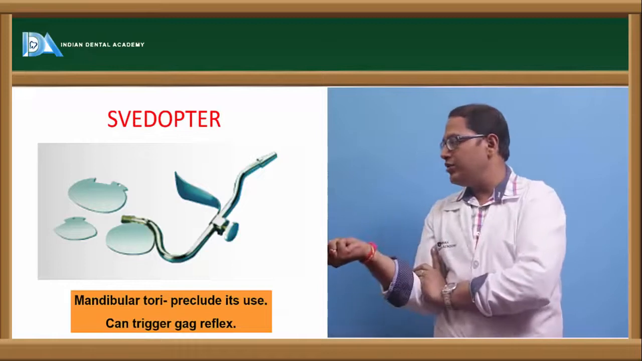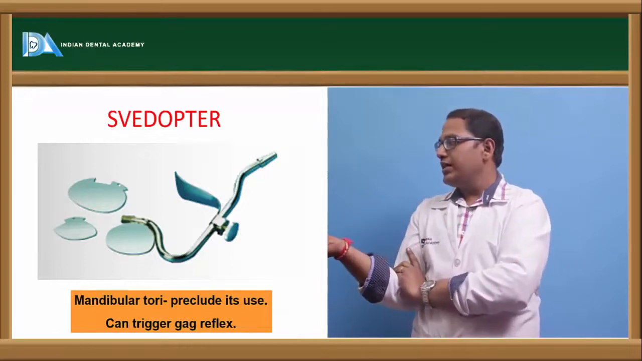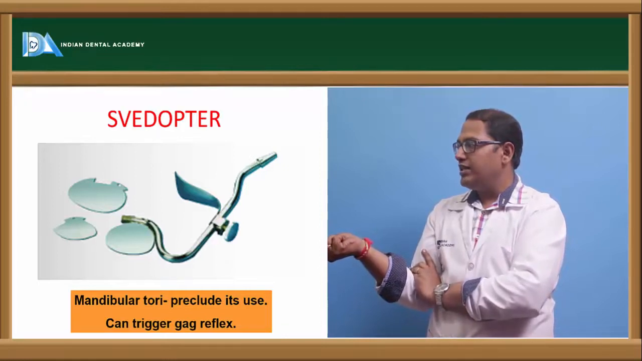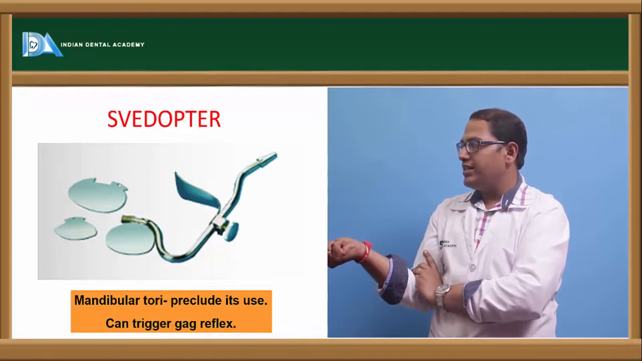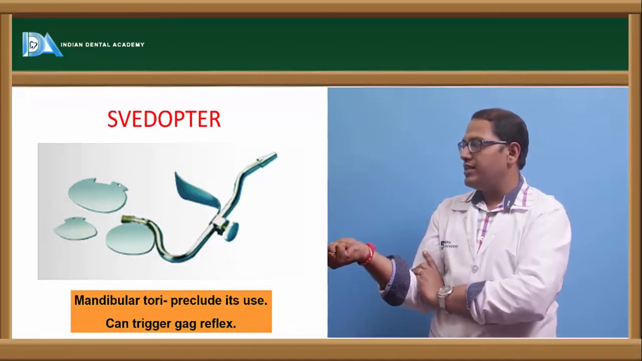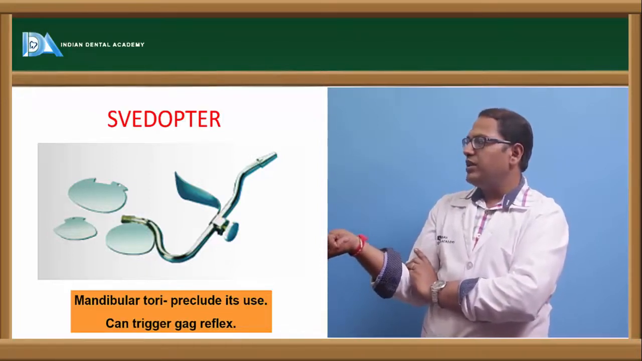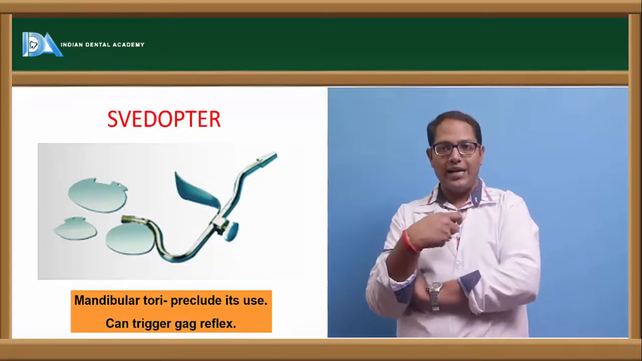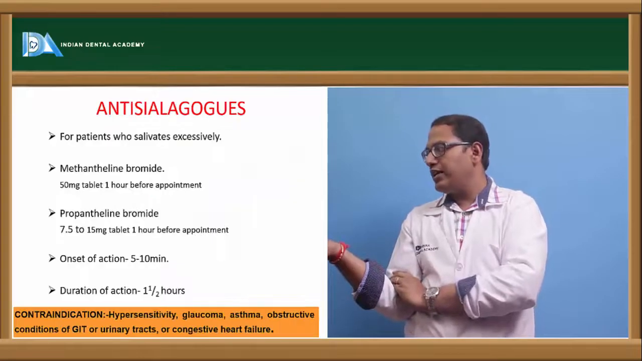Now mandibular tori preclude its use, and it can trigger the gag reflex, because you can see here this part is the tongue retruder. This retrudes the tongue, and this is the saliva ejector which will take over the saliva and eject it out. Now such a big instrument inside the mouth can of course give you gag. So that is one where the patient can gag.